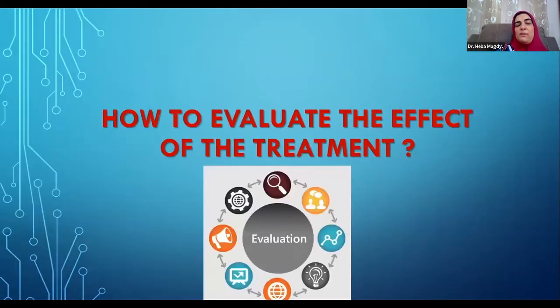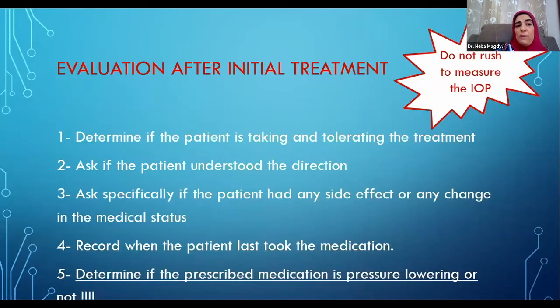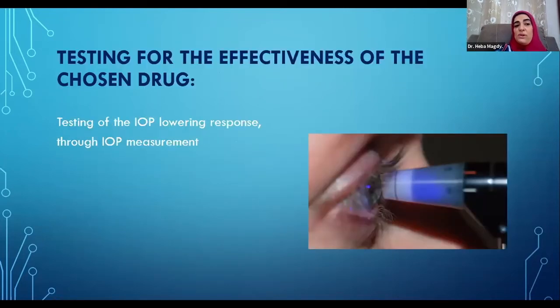After prescribing either the beta blocker or prostaglandin, you have to evaluate the effect of your treatment. How can you evaluate? In the first follow-up visit, please don't rush to measure the intraocular pressure. You have to speak with the patient first. Determine if the patient is taking and tolerating the treatment or not. Ask if the patient understood the directions or not. Believe me, a lot of patients do not follow your instructions in the first visit. Ask specifically if the patient had any side effect or any change in the medical status. Record when the patient last took the medication. After all of these questions, now you can determine if the prescribed medication is pressure lowering or not through the assessment of the intraocular pressure.